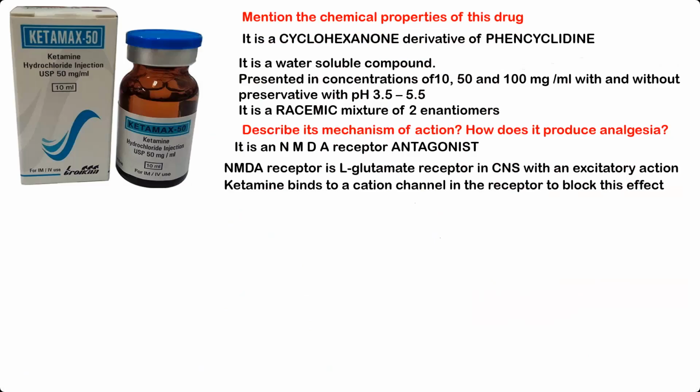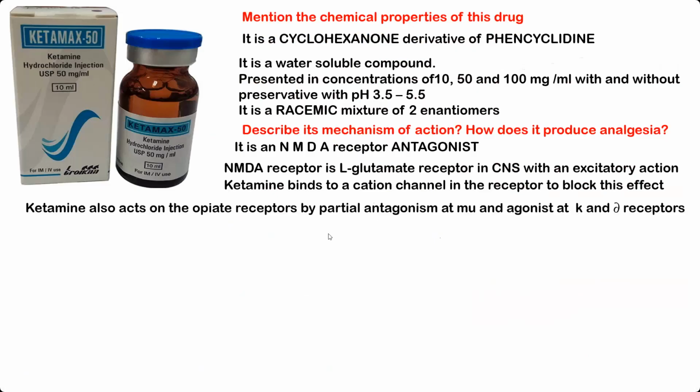Sodium. Calcium. Sodium is also one, but calcium is the binding one. Ketamine also acts on the opiate receptor by partial antagonism at mu, but agonist at kappa and delta receptors. The analgesia is produced by the agonist action at the kappa receptor. Mu is supposed to be the most potent analgesic, but it has slight antagonism there. But it has an agonistic action at the kappa and delta receptors to produce the analgesic action.